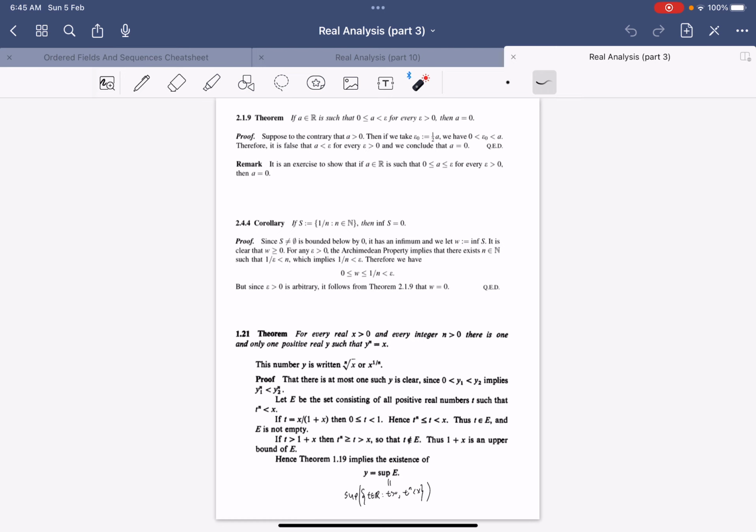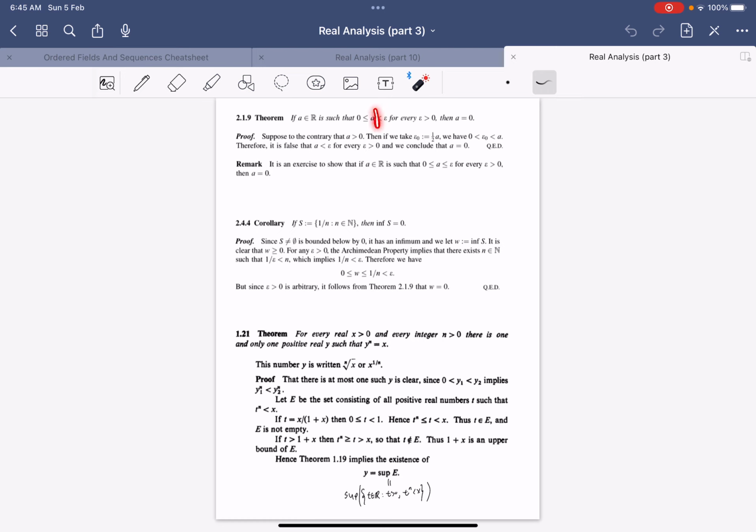And so let's take another example to see how we apply this theorem 2.1.9. Let's take the set S of 1 over n's. We want to show that the infimum, meaning the greatest lower bound, is 0. So first of all, we know that this is non-empty and is bounded below by 0. And so now we want to prove that 0 is the infimum. So we let w be the infimum of S, and w must be greater than or equal to 0 based on the definition of infimum.